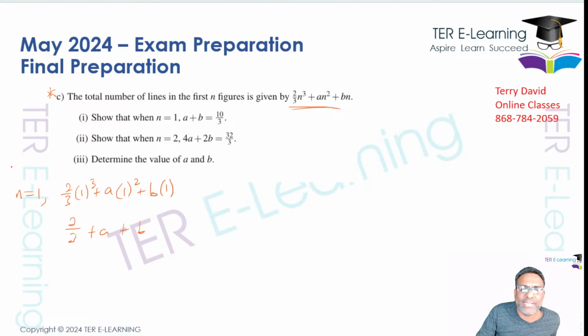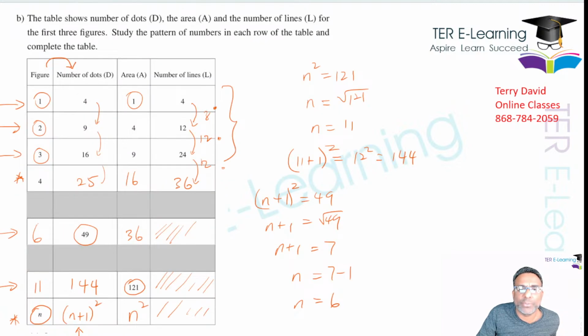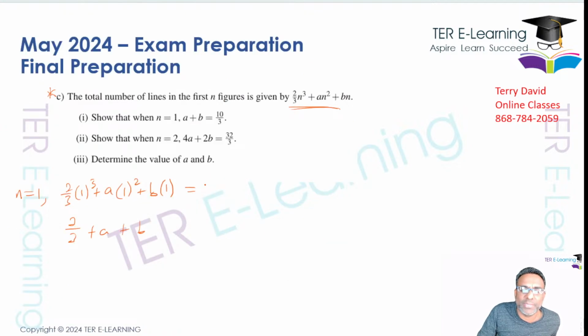Now when n is equal to 1, that's figure 1. If you go back to the diagram, the total number of lines in figure 1 here is 4. The total number of lines is 4. So this here has to be equal to 4, so let's multiply everything by 3. So you're going to get 2 plus 3a plus 3b is equal to 12.